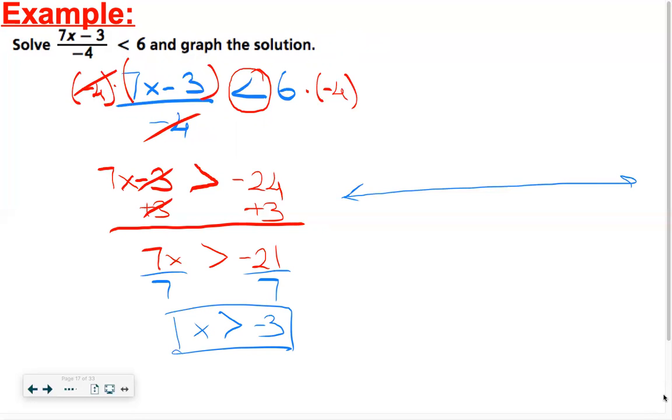This is 0, -1, -2, and -3. You need to determine whether you are going to use an open circle or a closed circle. x doesn't include -3. That's the reason you need to use an open circle. Second, you need to determine which direction you will go, right direction or left direction. I am looking for all the x values greater than -3, which means you need to go to the right side. And this is your solution.